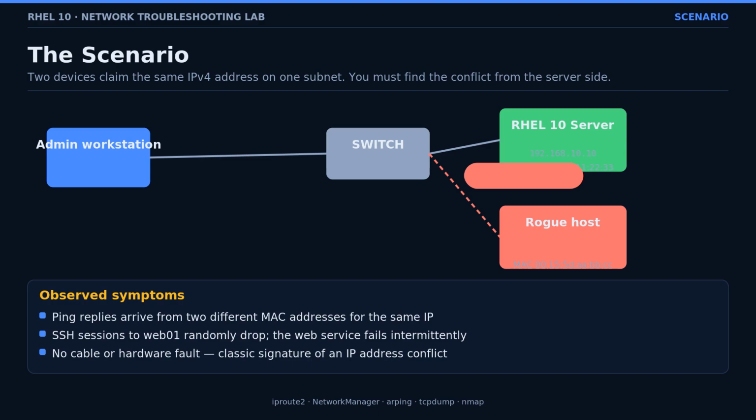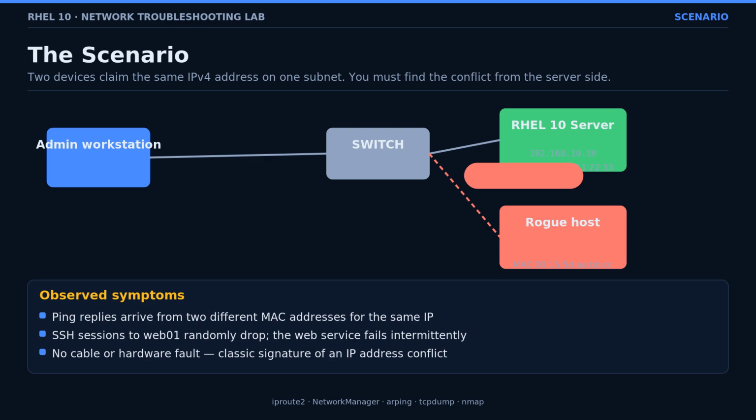Here is our lab environment. You are the administrator. Your workstation is at 192.168.10.100. The remote RHEL10 server, Web01, uses interface EN01 with the address 192.168.10.10. Now, someone has connected a rogue host and wrongly given it the same static address, 192.168.10.10.